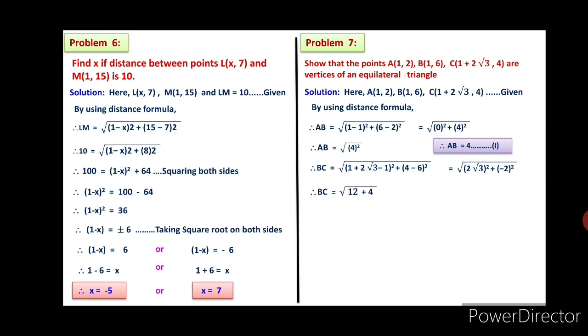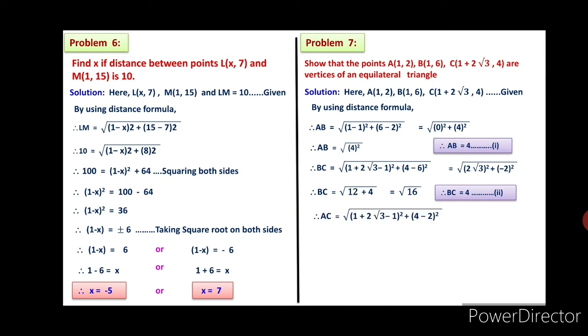Therefore, BC is equal to under root 2 root 3 square is 2 square is 4 and root 3 square is simply 3. So, 4 into 3 is 12 plus minus 2 is a square 4. Therefore, this will be under root 16. So, you are getting again BC is equal to 4, statement number 2.